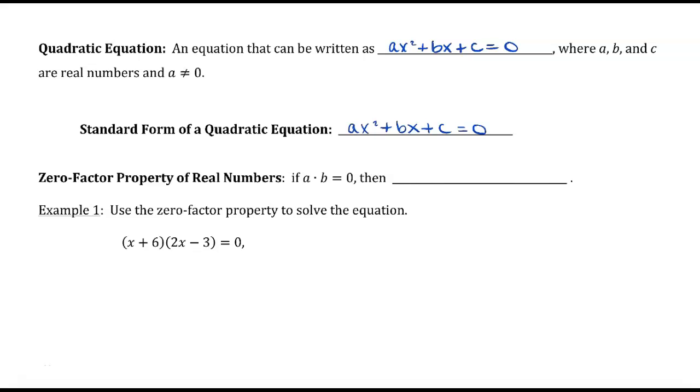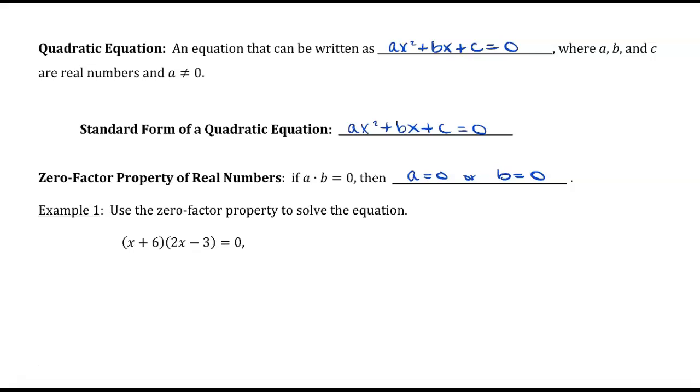Let's talk about the zero factor property. Suppose we have two real numbers, a and b, and they have a product of 0. Then it must be true that a is equal to 0 or b is equal to 0. Otherwise, their product cannot be 0. In other words, with real numbers, the only way to have a product of 0 is if one of the factors being multiplied is 0.